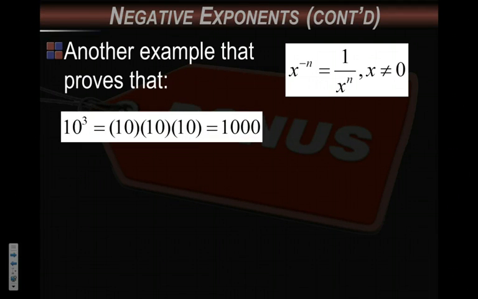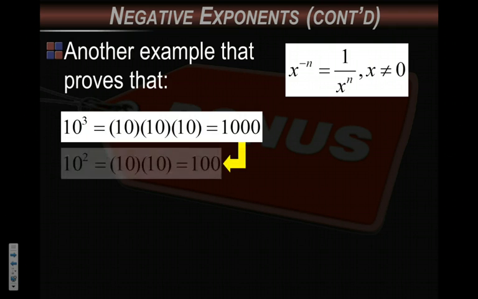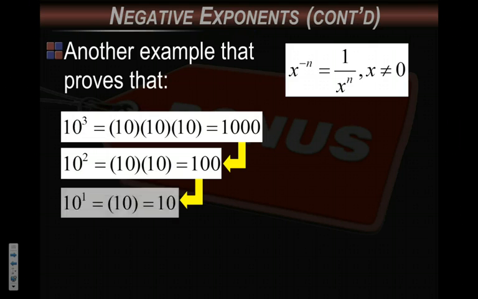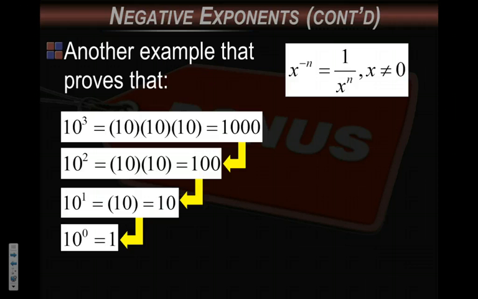Here's 10 to the power of 3, right? 10 times 10 times 10, which is 1,000. And 10 squared is 10 times 10. And 10 to the power of 1 is 10. And 10 to the power of 0 is 1.